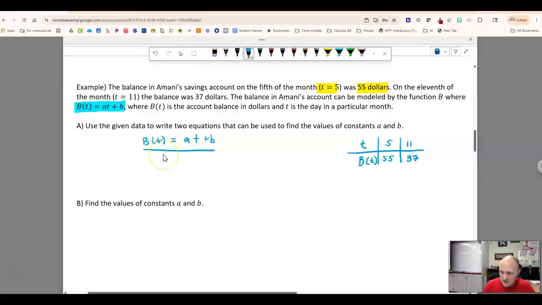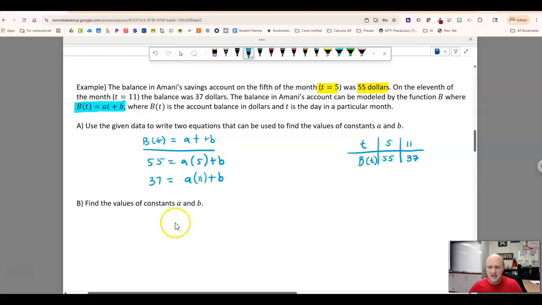It's pretty easy. So I'm going to plug in, okay, 55 is equal to a times 5 plus b. Now, you may be asking yourself, hey, can I just go ahead and multiply? Is this 5a plus b? Sure, but you don't have to. You can just plug it in. 37 equals a times 11 plus b.